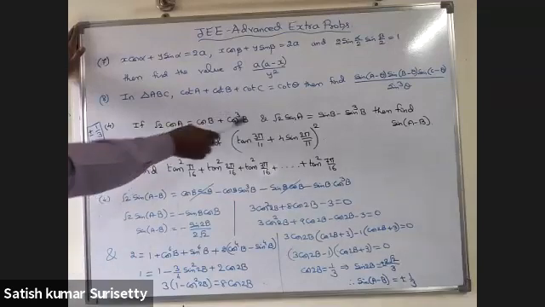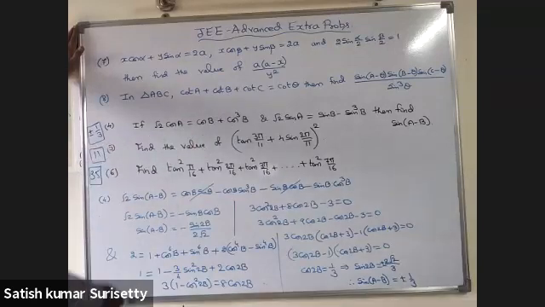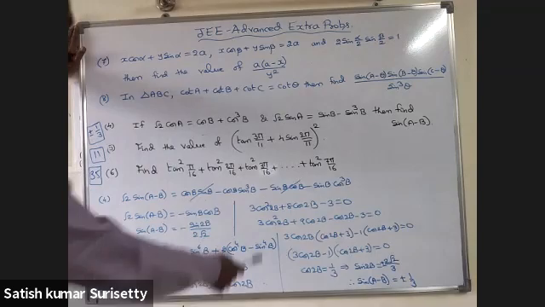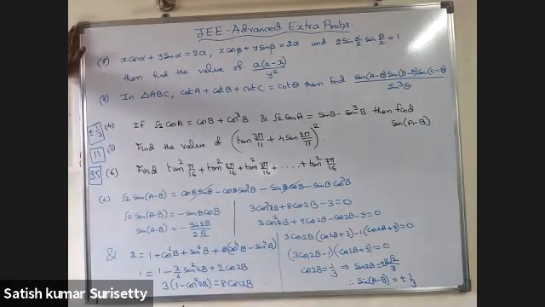Now square it and add directly. Then you can get a quadratic in cos 2B. So cos 2B equal to 1 by 3. From that you can get sine 2B. So the value of sine of A minus B will be plus or minus 1 by 3. Next.